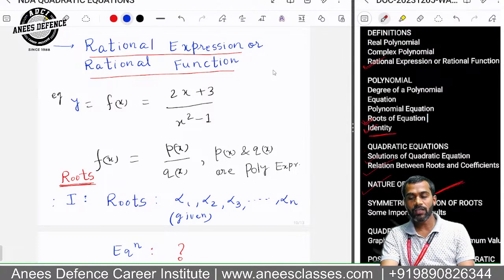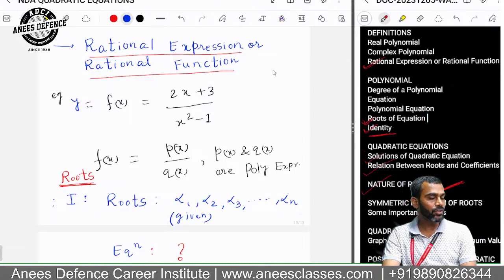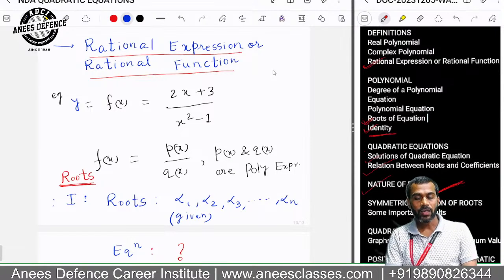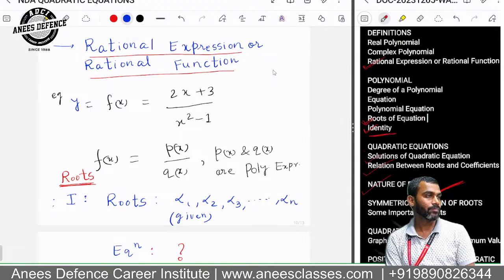The first point is rational expression or rational function. A rational function is nothing but if you divide two polynomials or two polynomial expressions, it becomes a rational expression or rational function. Yes or no? So that is P of x over Q of x. 2x plus 3 is one of the polynomials and the second one is x square minus 1.